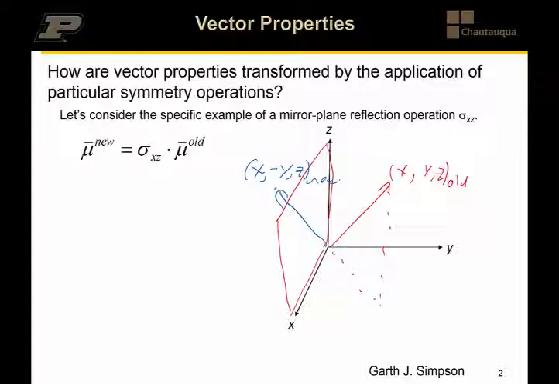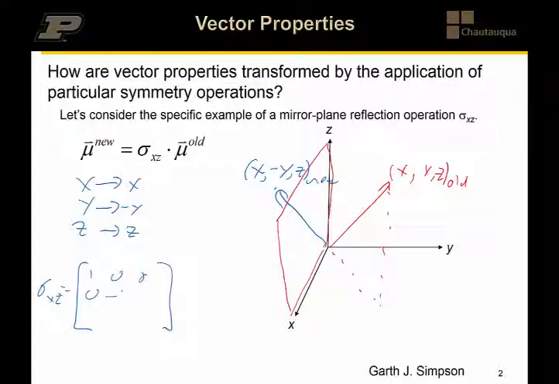So how do you think about this in terms of a symmetry operation? Well, I'm taking x goes into x, y goes into minus y, and z goes into z. So the transformation matrix corresponding to sigma xz is 1, 0, 0, 0, negative 1, 0, 0, 0, 1. And that's my symmetry operation.